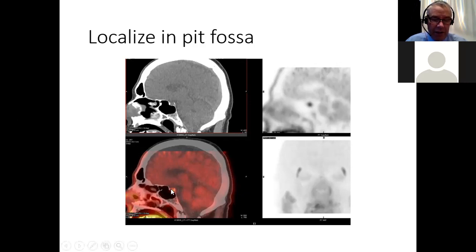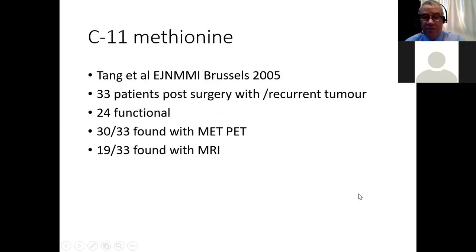And in the back of the saddle here is some focal uptake of the C11-methionine. So there's a tumour in the posterior part of the pituitary. So all this is very useful information.